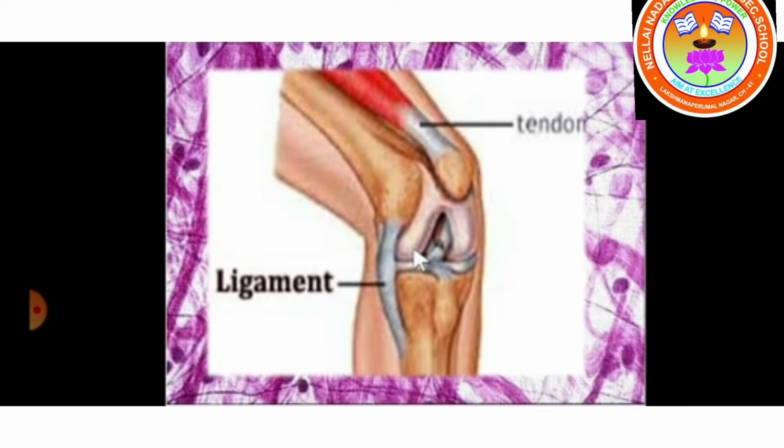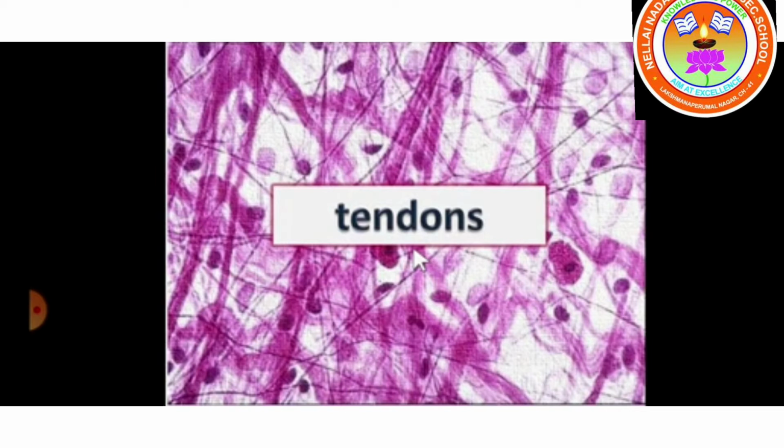It is a principal component of tendons and ligaments. So the dense connective tissue forms a principal component of tendons and ligaments. These tendons and ligaments are formed by fibers and fibroblasts that help in connecting bones to bones and muscles to bones. Now let us see about the tendons.